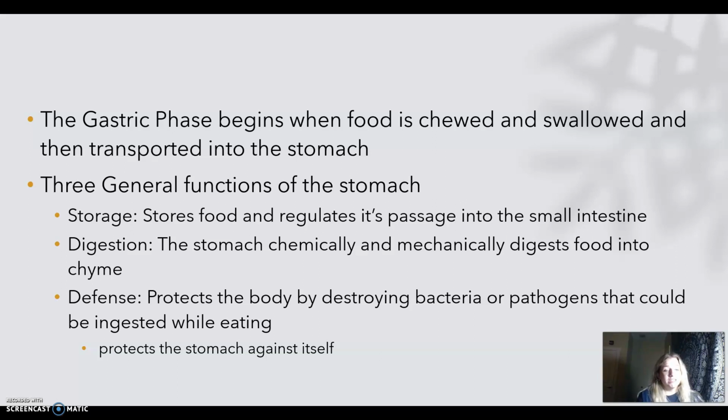The next is digestion, where the stomach chemically and mechanically digests food into chyme, which is a soupy substance that is produced through digestion. The next is defense, where it protects the body by destroying bacteria or pathogens that could be ingested while eating. This can also include things stuck in the mucosal airway. And it also protects the stomach against itself because it can be damaged by its own secretions.